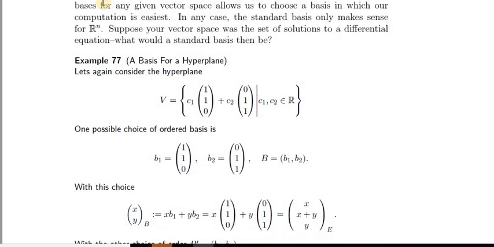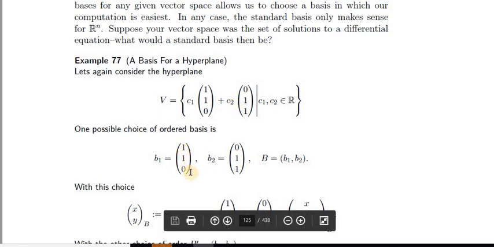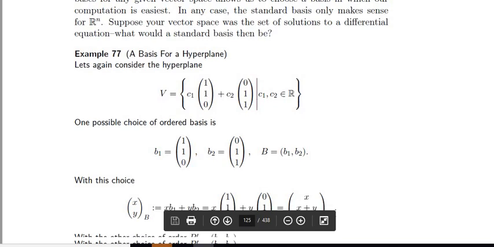All right, let's go on and look at more examples. Here we have a hyperplane. Every element of the hyperplane can be expressed as a linear combination of these two vectors. So these two vectors, in fact, form a basis of this hyperplane. The two vectors in usual three-dimensional coordinate representation are (1, 1, 0) and (0, 1, 1).